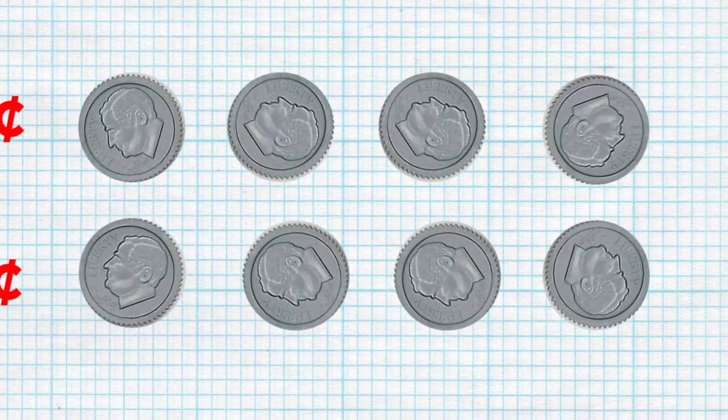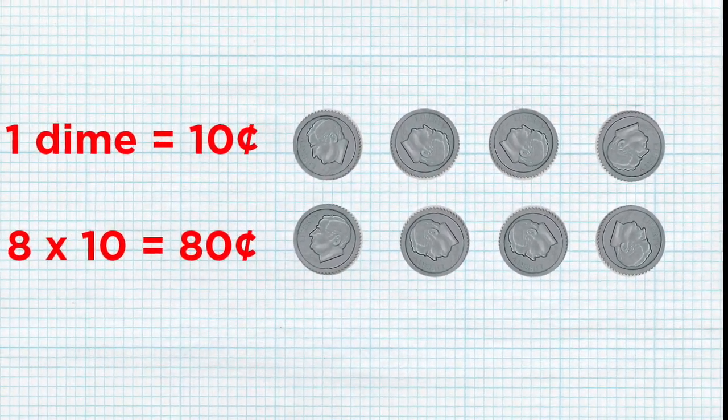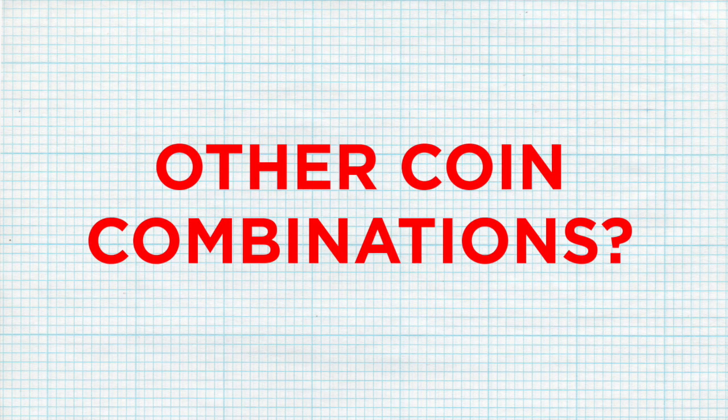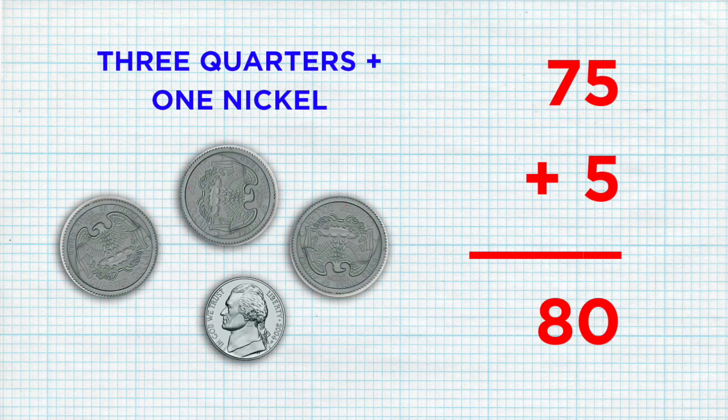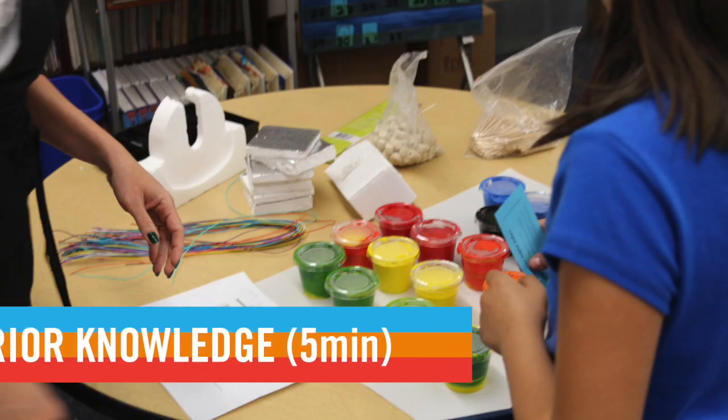Next, have your students calculate the value of the money in their picture. For example, 8 dimes equals 8 multiplied by 10 cents, or 80 cents. Ask students if they can find another combination of coins that equals 80 cents, then draw that new combination in their journals.